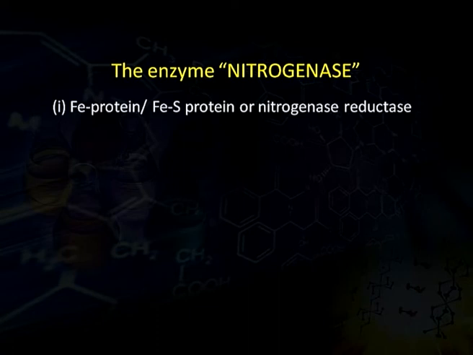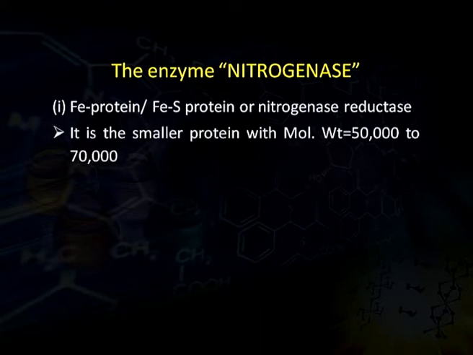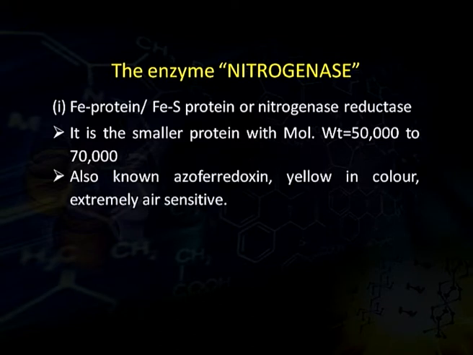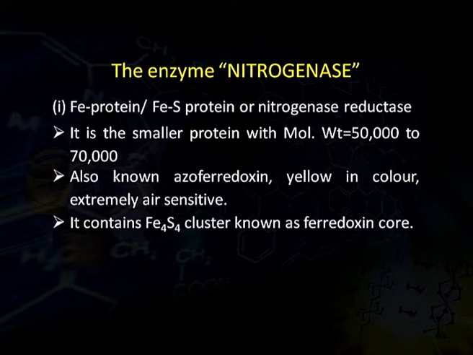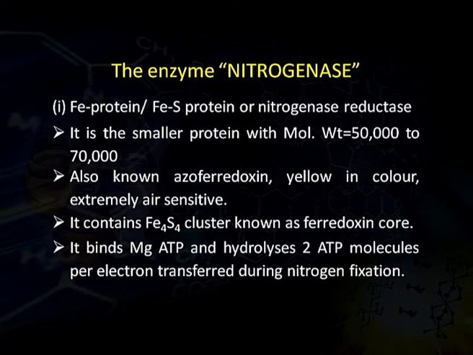Let us discuss the first part, that is iron protein or iron sulfur protein, which is also known as nitrogenase reductase. It is a smaller protein with a molecular weight of 50,000 to 70,000. It is also known as azoferredoxin. It is yellow in color and extremely air sensitive. It contains an Fe4S4 cluster, which is known as the ferredoxin core. It binds magnesium ATP and hydrolyzes 2 ATP molecules per electron transferred during nitrogen fixation.